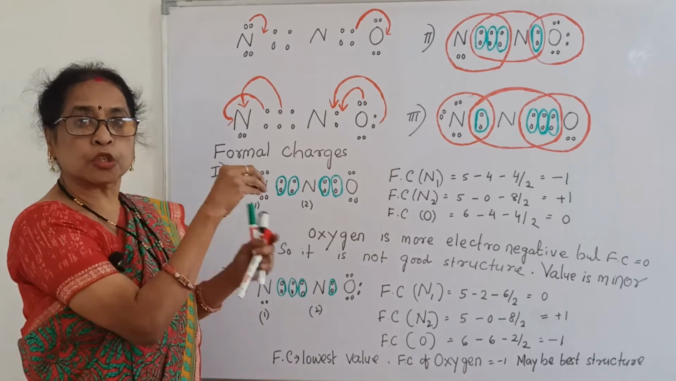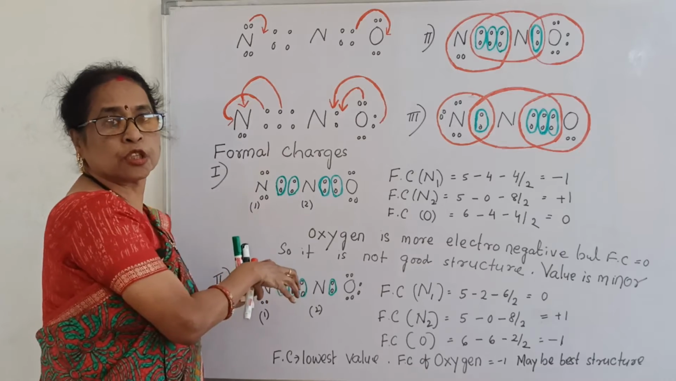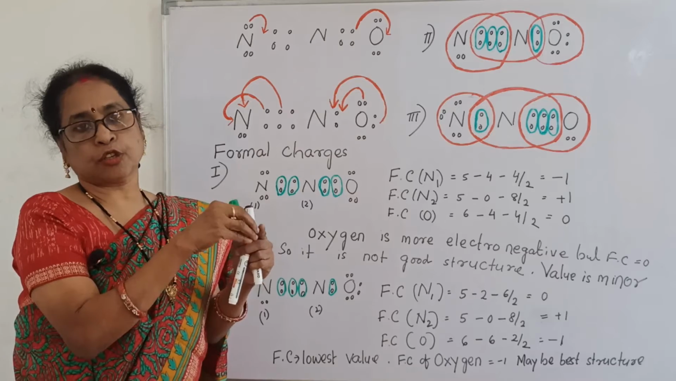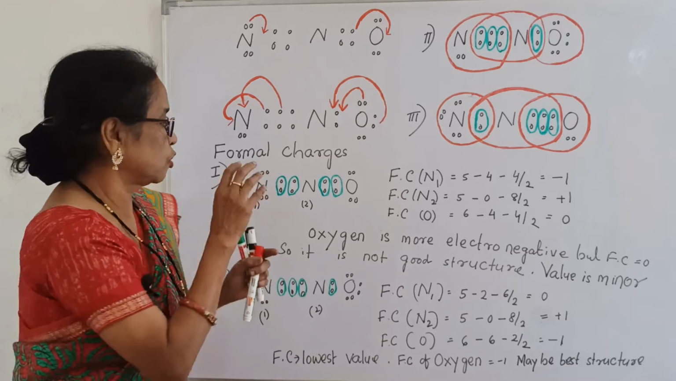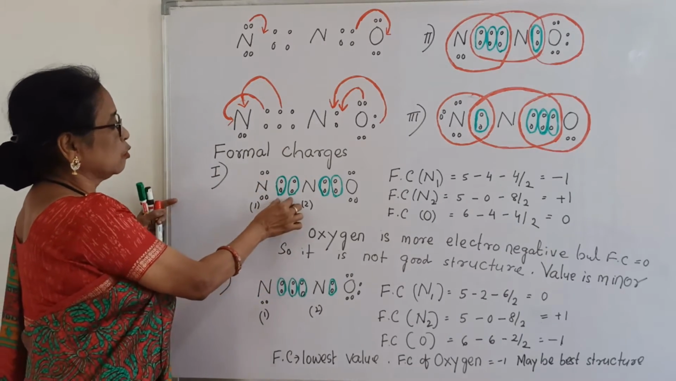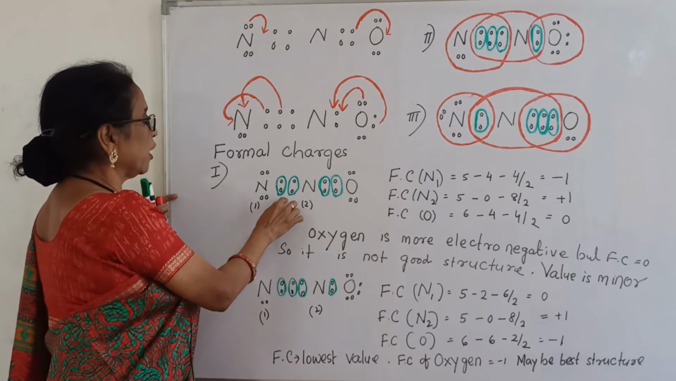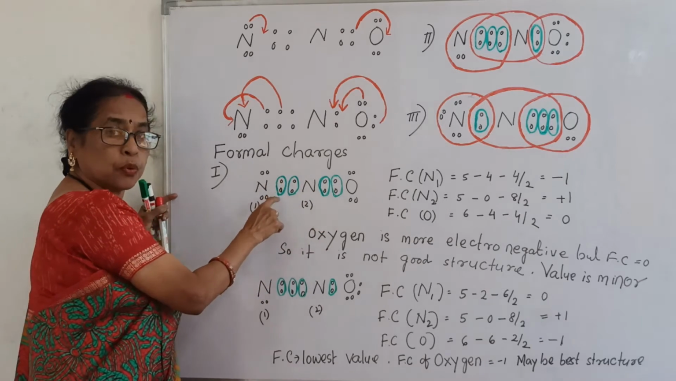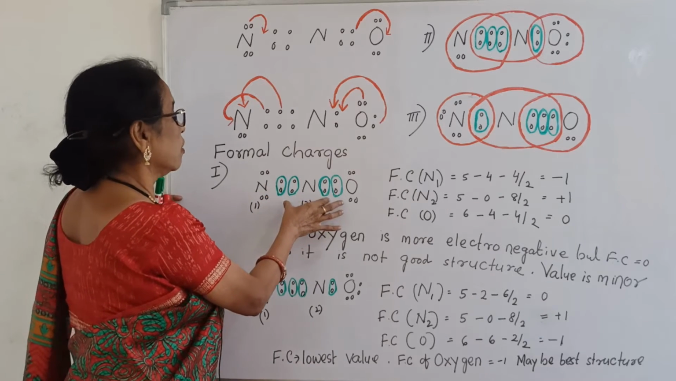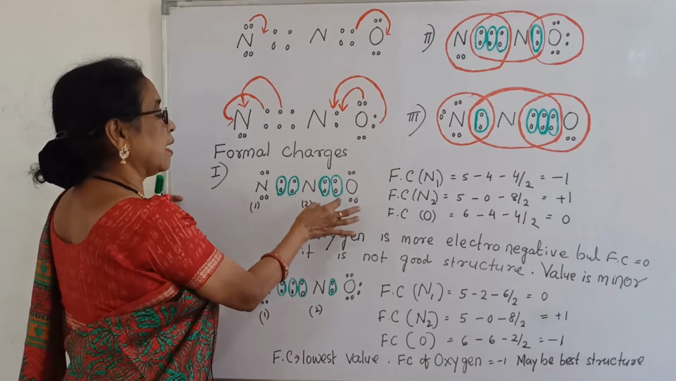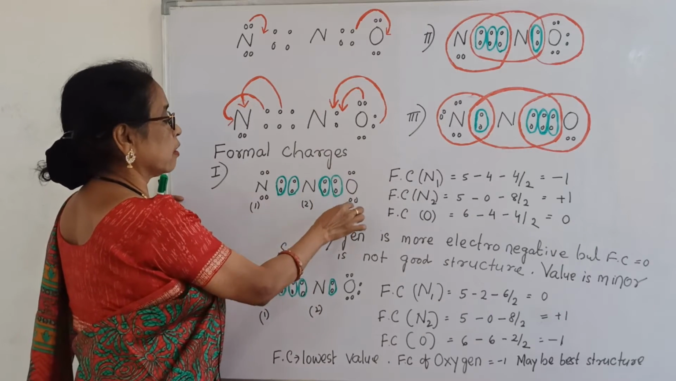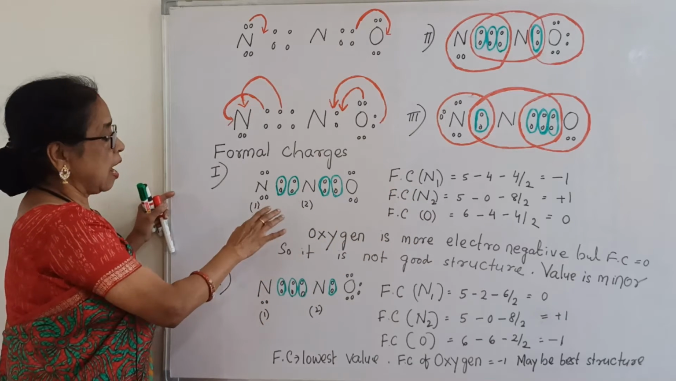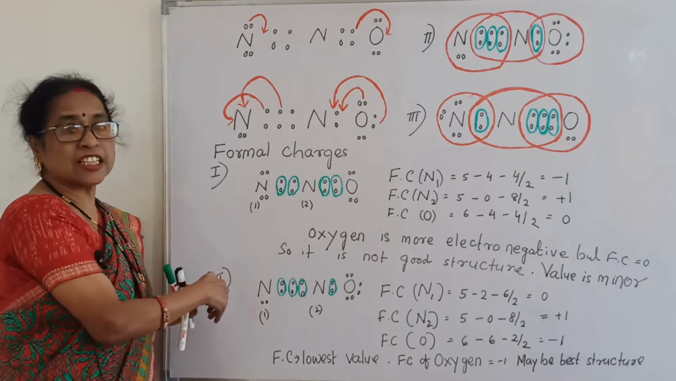Again you will compare structure 2 and structure 3. We will come to structure 2, then we will come to structure 3. Then we will compare and find the best structure and also the resonance structure. Now again see, there are 2 plus 2, 4 bonding electrons for nitrogen, 2 plus 2, 4, 2 plus 2, 4, 8 bonding electrons for this nitrogen, and 4 bonding electrons for this oxygen. I hope it is clear. Any doubt?